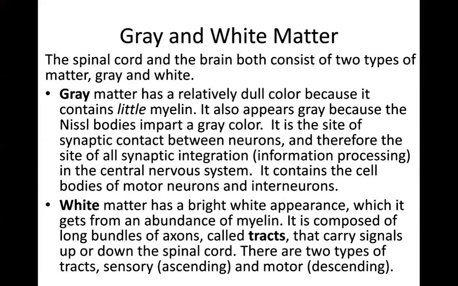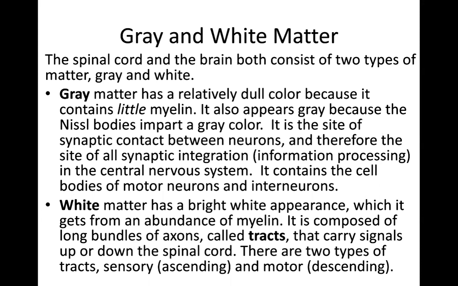Now, we already kind of talked about gray and white matter, but we'll be continuing to talk about that here in this lecture and really into the next lecture. Spinal cord and our brain both consist of two types of matter, gray and white. Gray matter, we learned, has a relatively dull color, contains very little to no myelin, and also appears gray because of the Nissl bodies, which impart that gray color. Nissl bodies is just a fancy term for the endoplasmic reticulum. This is the site of synaptic contact between neurons and therefore the site of all synaptic integration or information processing in our central nervous system.